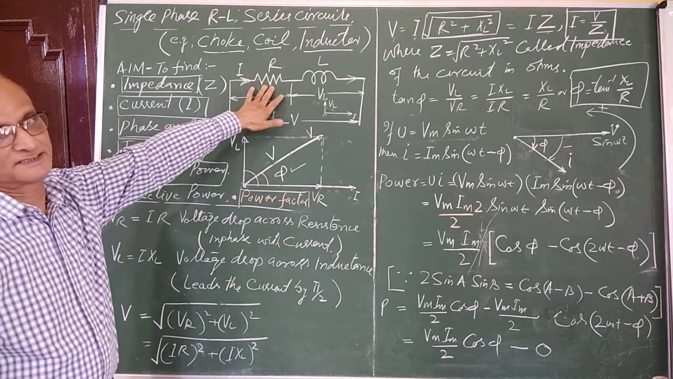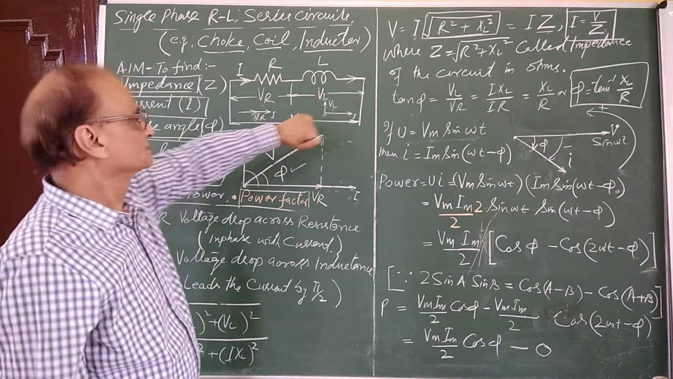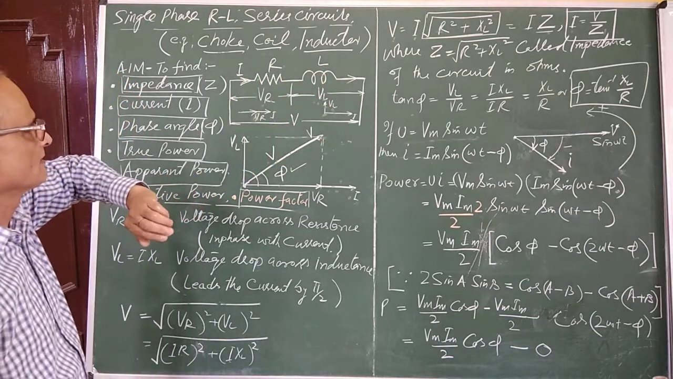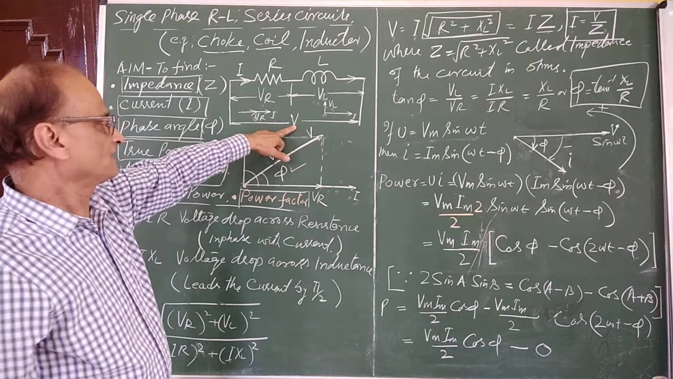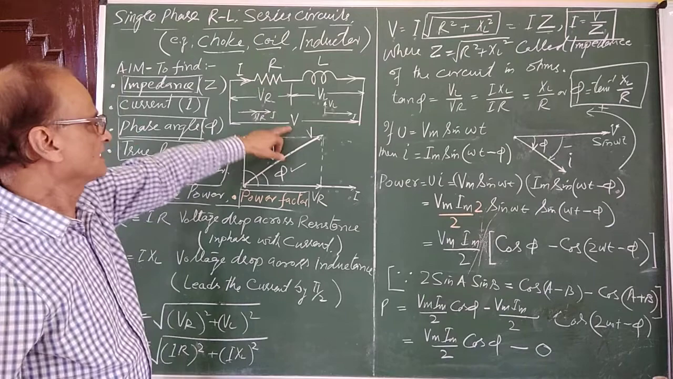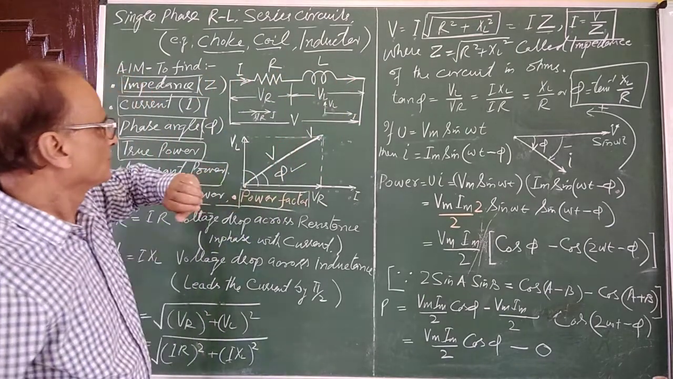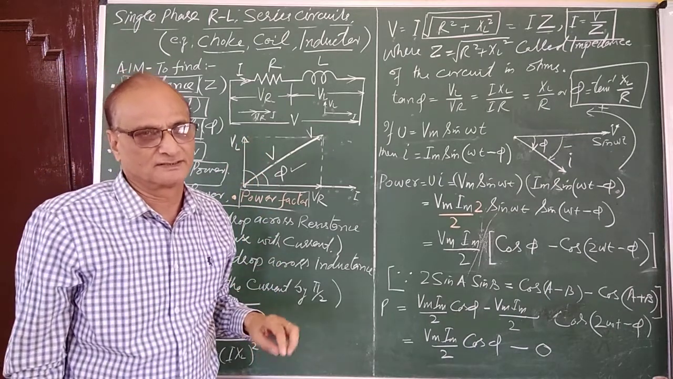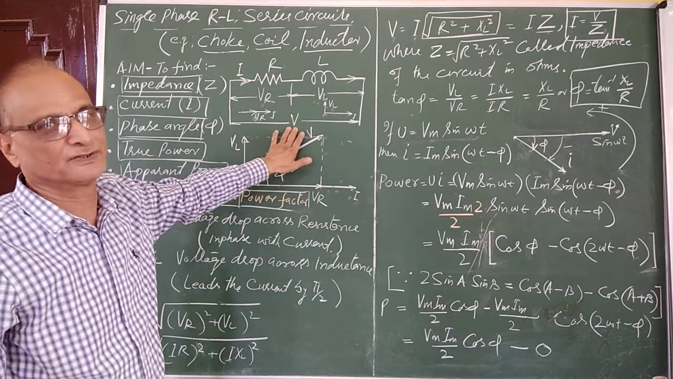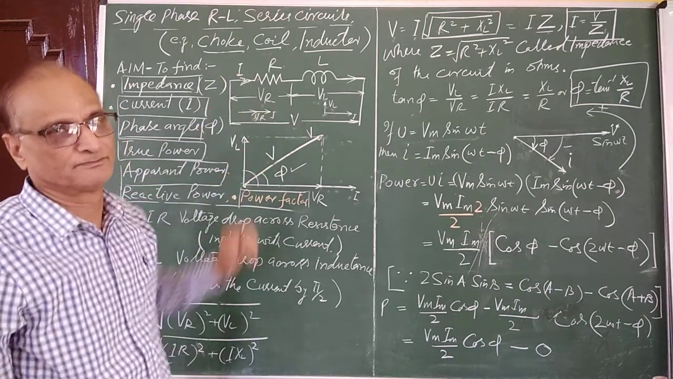So this is a resistance and this is an inductance. They are connected in series. Voltage V is applied across the series circuit and current I starts flowing in the circuit. Now we are dealing with the RMS values of voltage and current. V is the RMS value of voltage and I is the RMS value of current.